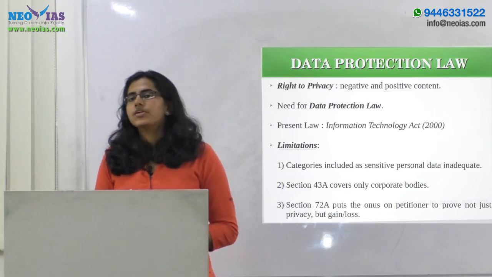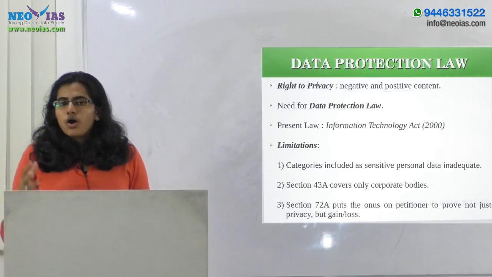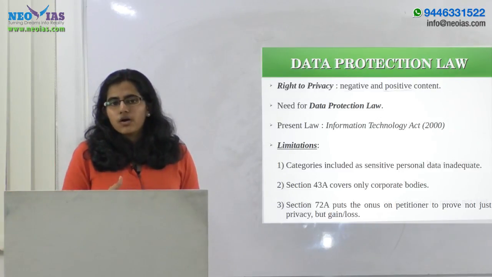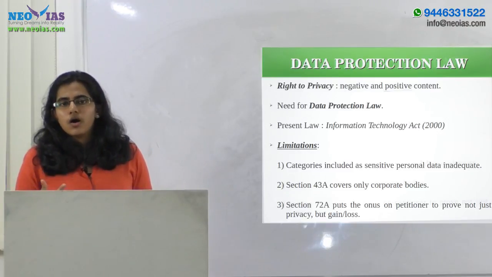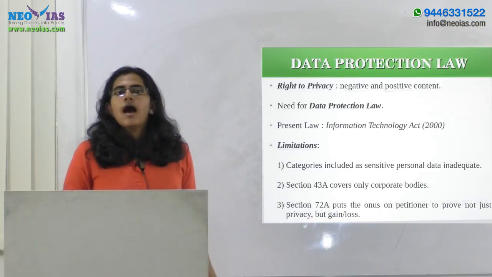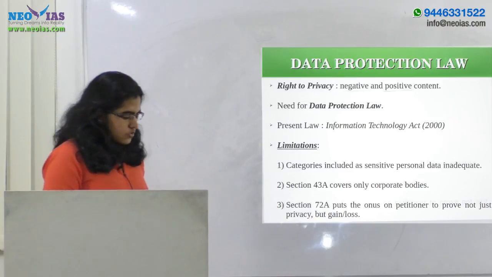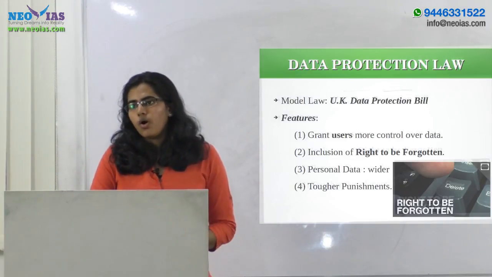Now Section 72A puts an onus on the petitioner to prove that not only has a breach of privacy occurred, but also that he or she has undergone a loss by this particular activity. So such kinds of provisions are there in the IT Act of 2000. So what is needed is a strong data protection law.